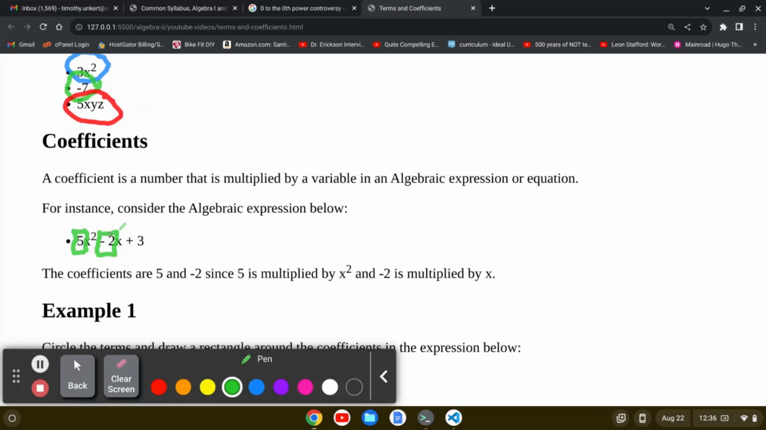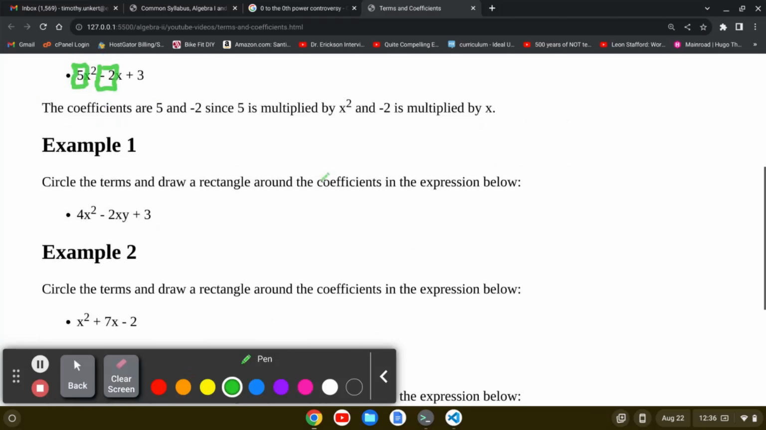Now, if there is a minus sign in front, you do need to include it in both the coefficient and the term. If there's not, you don't have to write the plus sign. It's implied that it's positive. Okay, so let's look at some examples here.